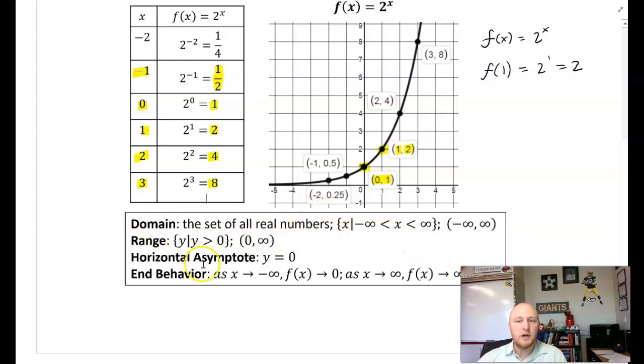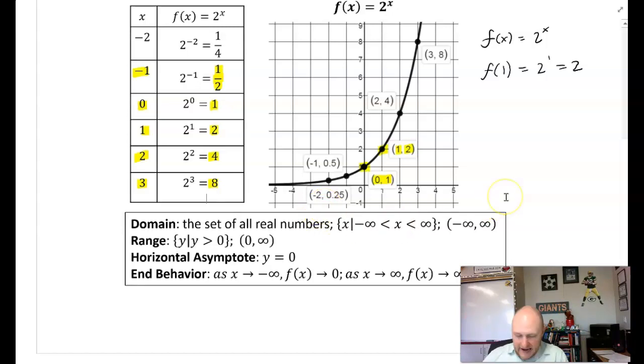Your range is going to depend upon where your horizontal asymptote is, and also if you have reflection or not. In this case, our range is 0 to infinity. 0 is the lower bound of this function, and that's because our horizontal asymptote is there at 0. Again, if we have a translation down or up, that's going to change that.